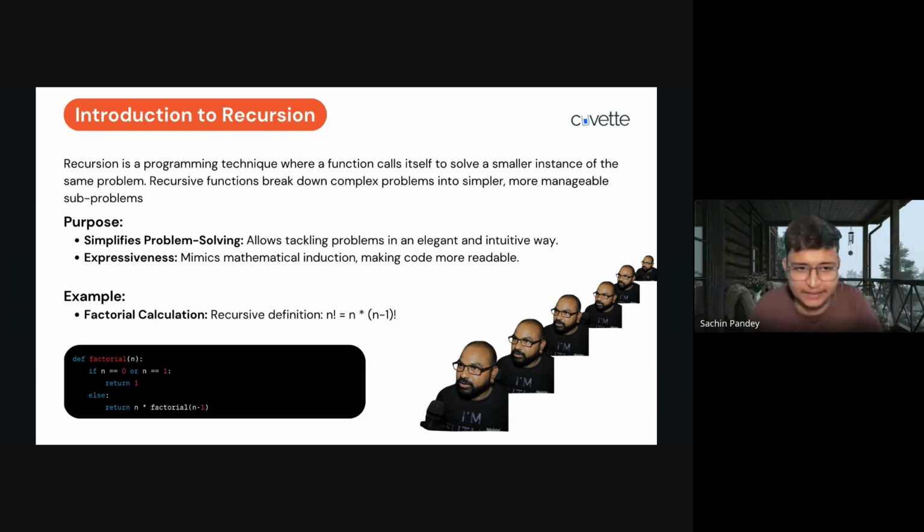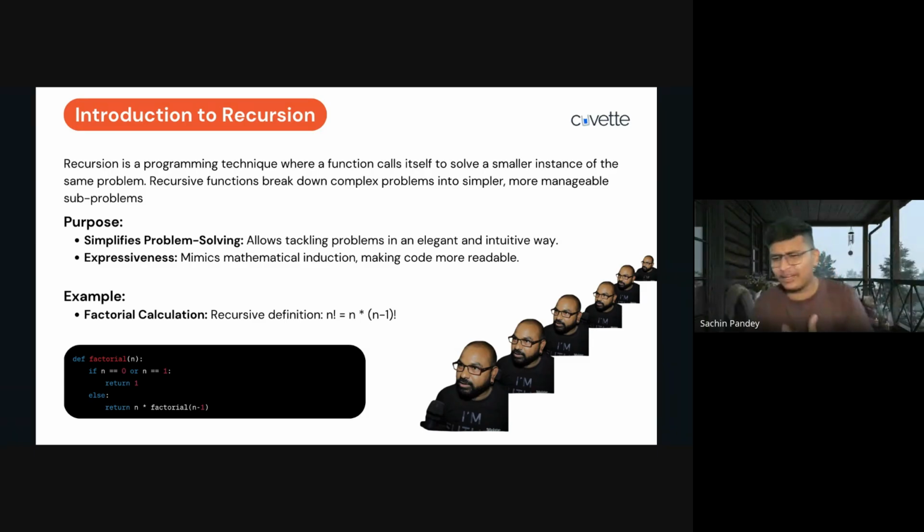How? See here. If you see, return n into factorial of n minus 1. Factorial of n minus 1. Can you see this? Factorial, we are calling it again. It means that it is recursive. We are calling the same function again. That's why it is recursive. Now we are calling it for n minus 1.